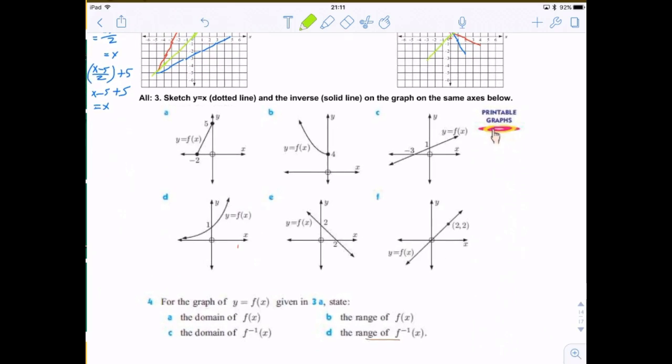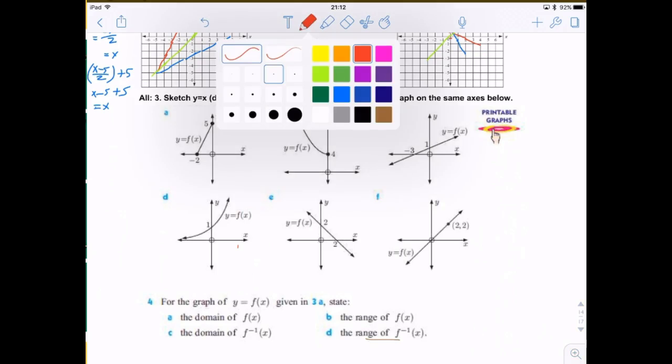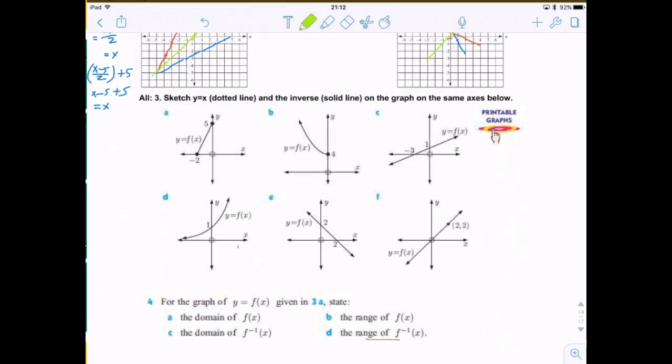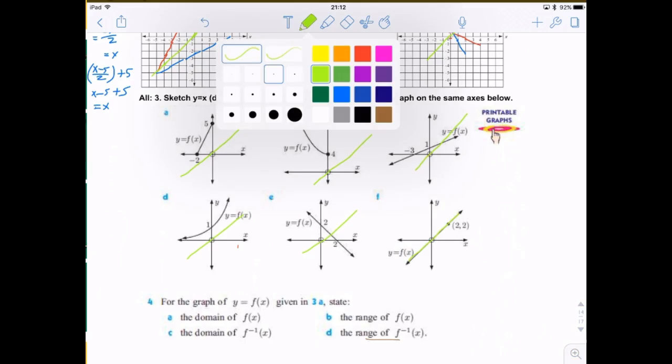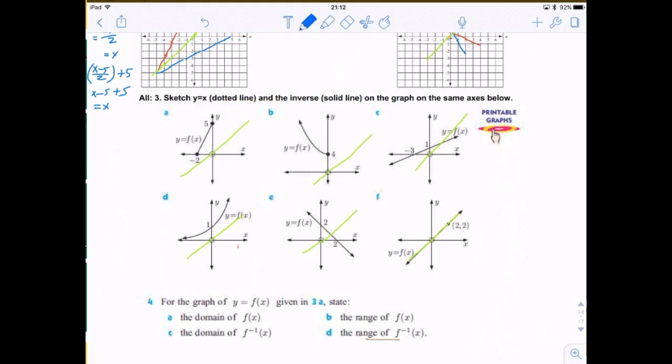Number 3. Sketch y equals x, a dotted line, and the inverse solid line on the graphs on the same axis below. So we're just going to use the graphing method, and we're just going to reflect each one of these graphs over the line y equals x, which is this perfectly diagonal line here. Okay, and I'm going to draw the reflection in blue.